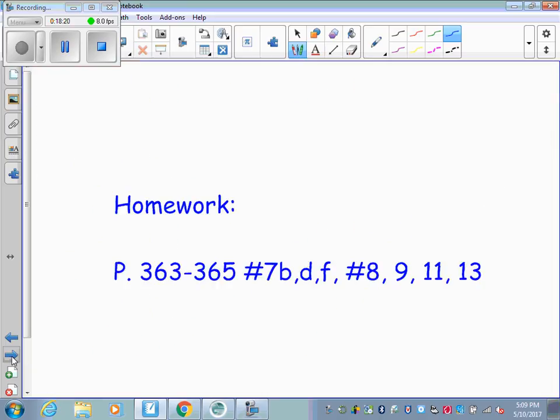And there's your homework for this first section of absolute value. Fairly nice chapter, nothing too tricky in it. Thank you.